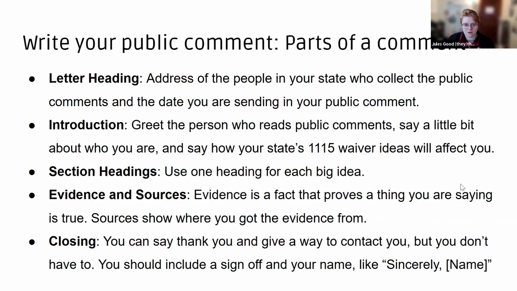So now we're going to break down the parts of a public comment. We're going to go back and forth between slides so I can show you each of these parts as I'm explaining them. First is the letter heading, and that's the address of the people in your state who collect the public comments and the date that you're sending in your public comment.